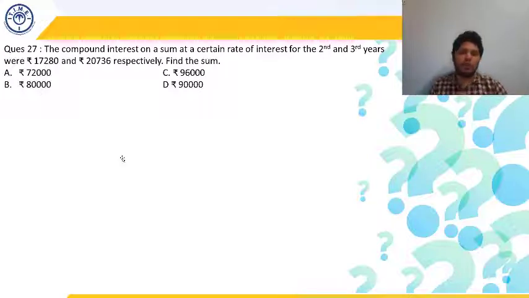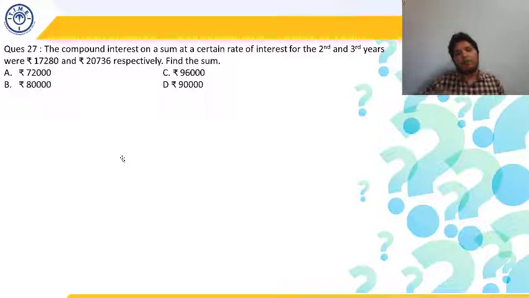What was the sum, the principal we have invested? So one is the classical approach, or the standard approach, by which we can solve using the formula: amount is equal to P into 1 plus R by 100 raised to the power n. And to get the compound interest, we can subtract the principal from the amount.